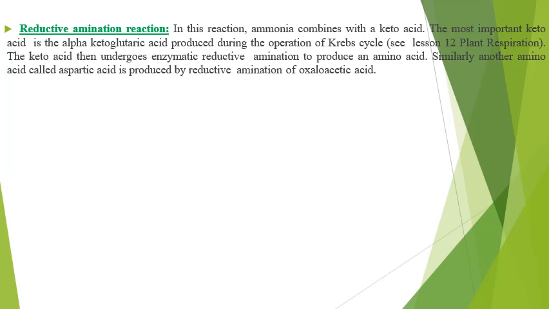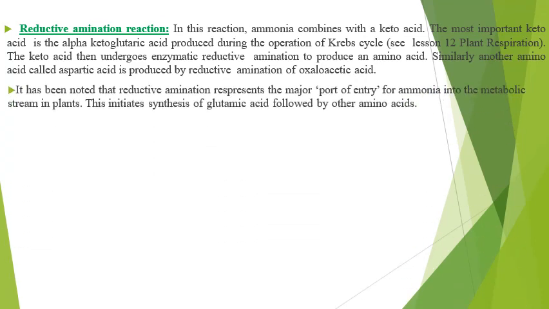Similarly, another amino acid called aspartic acid is produced by reductive amination of oxaloacetic acid. It has been noted that reductive amination represents the major port of entry for ammonia into the metabolic stream in plants. This initiates synthesis of glutamic acid followed by other amino acids.